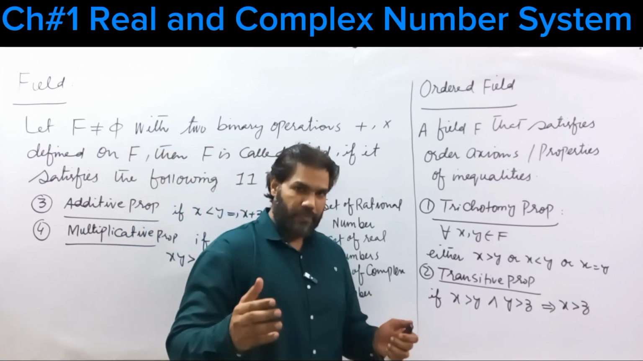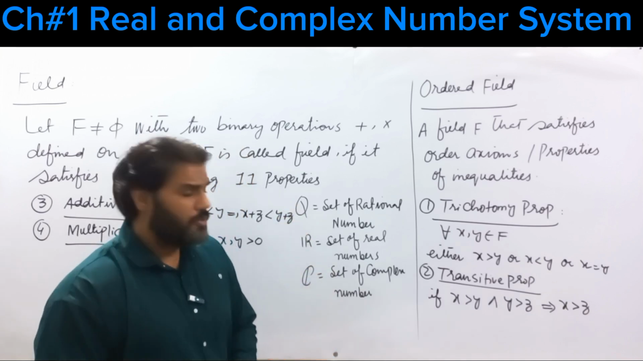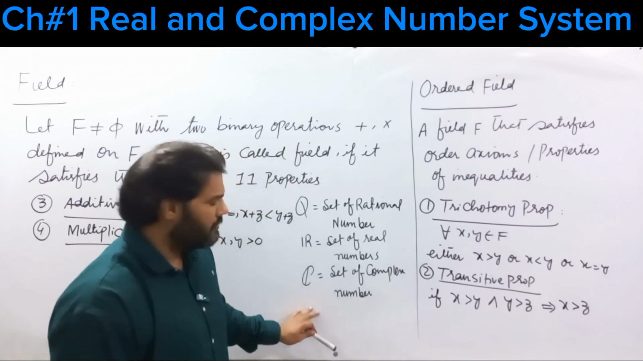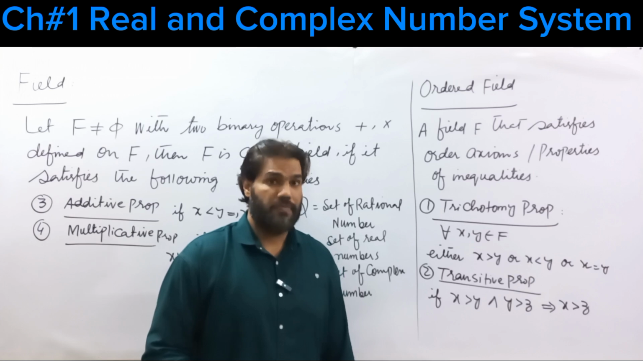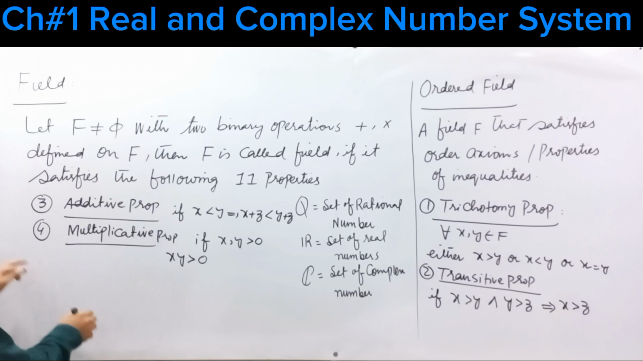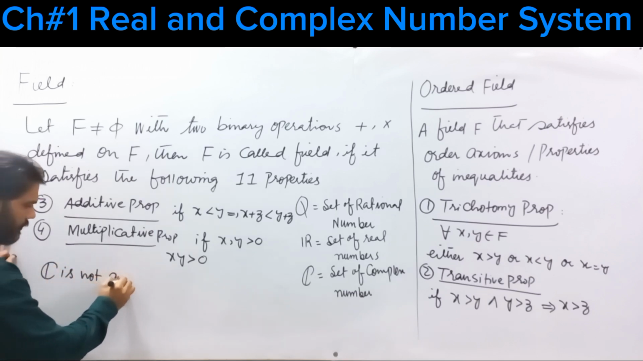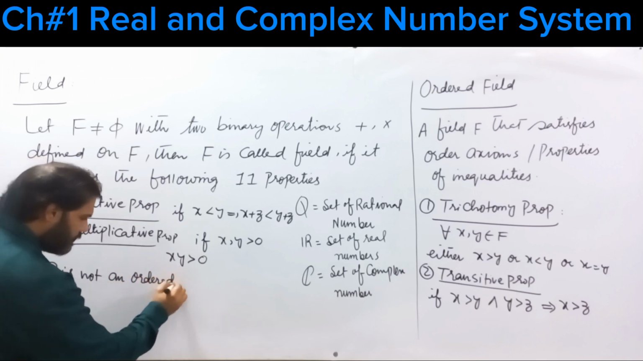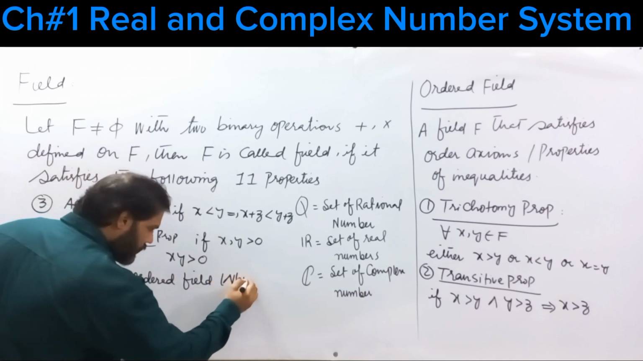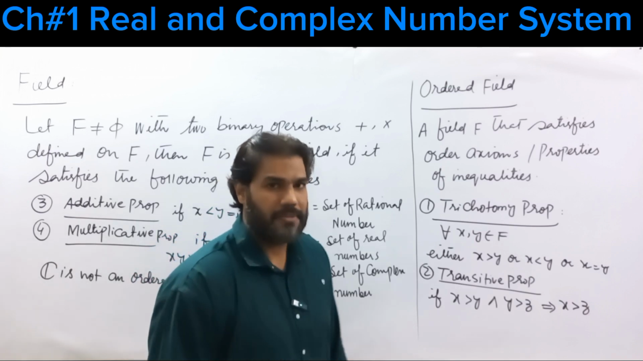Now, at this time we have three fields. We can check which of the following fields is not an ordered field. Obviously you are absolutely right. The set of complex numbers C is not an ordered field. Why is the complex number field C not an ordered field? Because we cannot define an order on complex numbers.